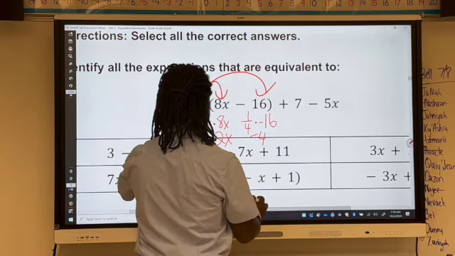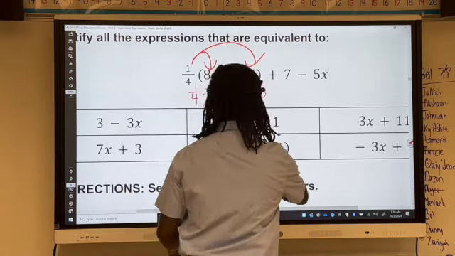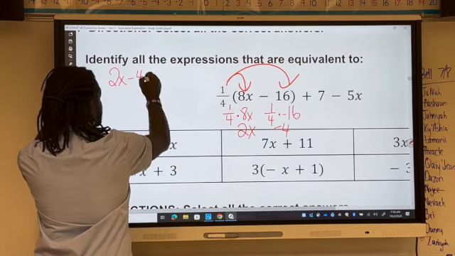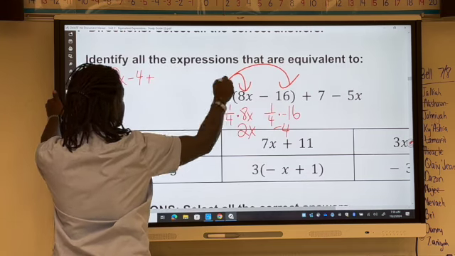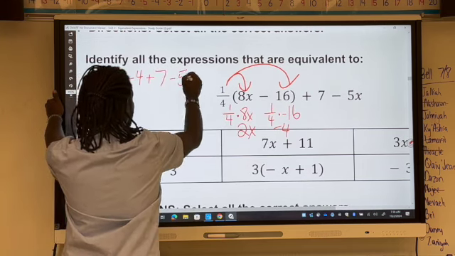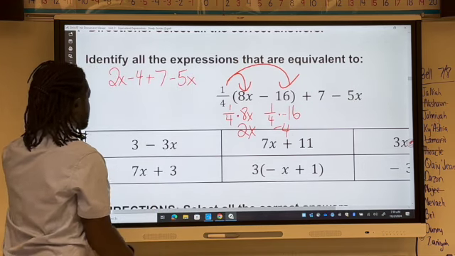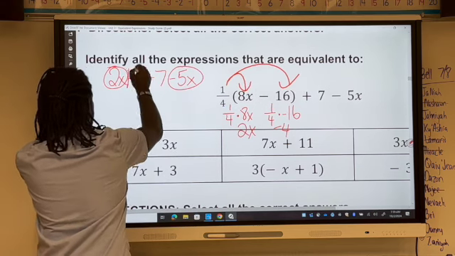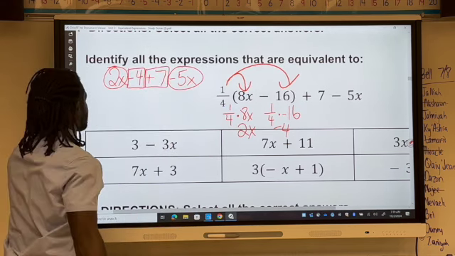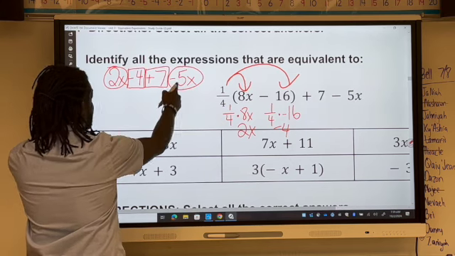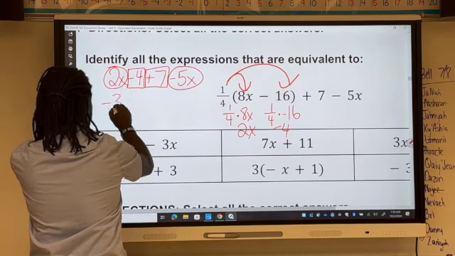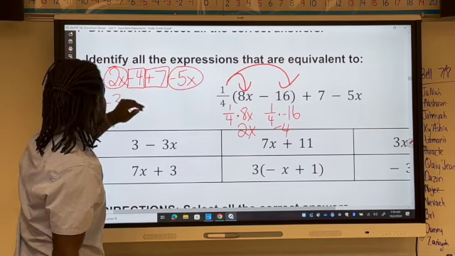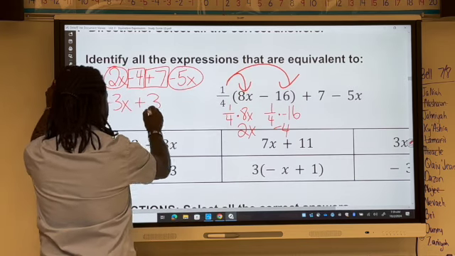I'm running out of room right here, so I'm going to rewrite this over here. So I got 2x minus 4 plus, now I'm just bringing the other stuff over. Now I can combine the like terms in order to simplify this. Those are the variable terms and then the constants. So 2x minus 5x is going to give me a negative 3x. And then negative 4 plus 7 is going to give me a plus 3.